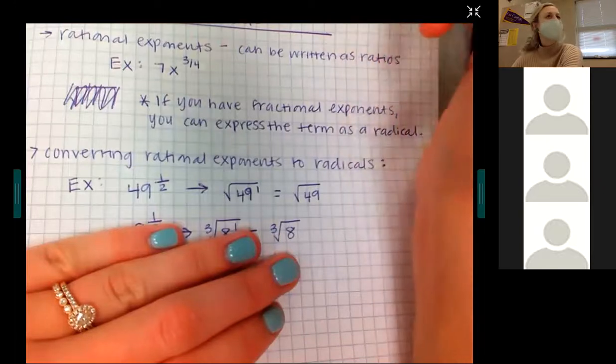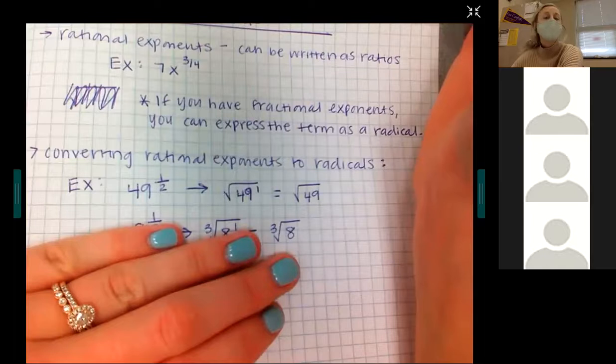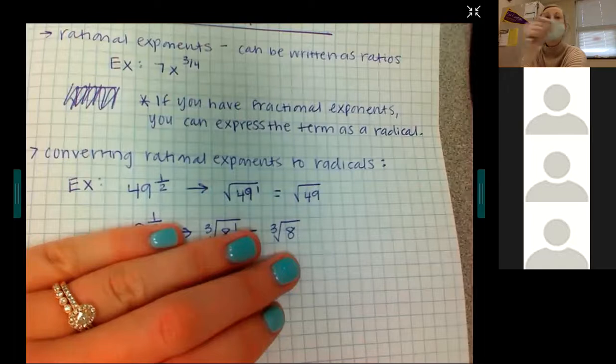Okay, good. Jaden's like, I like that. Okay. All right. Good dog, bad dog. You can literally call it that. I don't care. The numerator goes on the inside. The denominator becomes the index on the outside.